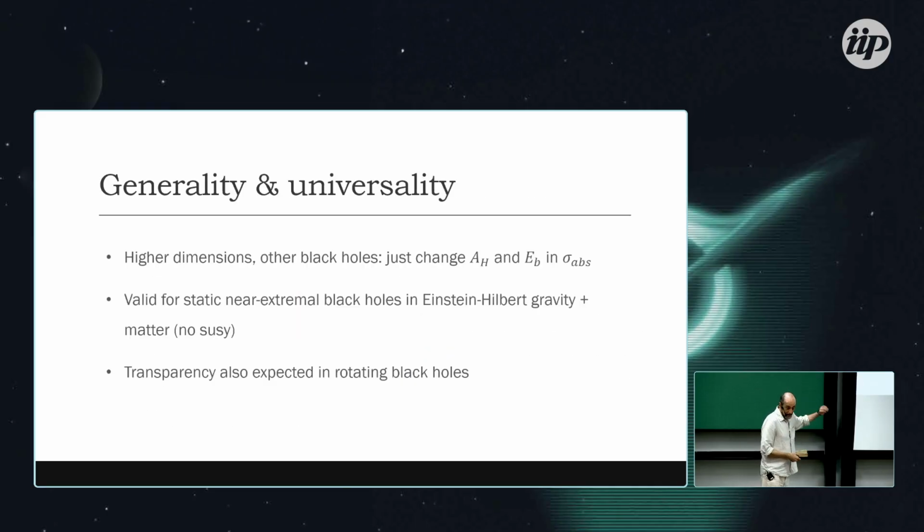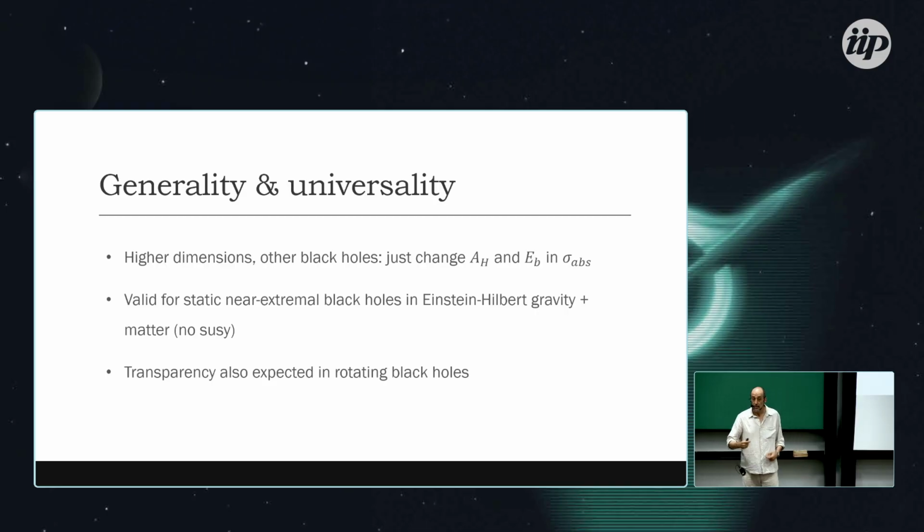Coming towards the end, how general and universal are the results? Well, they are very general and universal. The results for the massless scalar field, you can very easily generalize to higher dimensions. You just have to change the black hole parameters, the area, this breakdown energy in the absorption cross-section, and then you get the correct results. The results are also valid for static near-extremal black holes in Einstein-Hilbert. I mean, you can consider different black holes. All of this is very universal because the Schwarzian theory appears very universally when you have AdS2 throats, even in cases where you don't have AdS2 throats, like in Kerr. In that case, it's a little harder to extract, but they are also there.